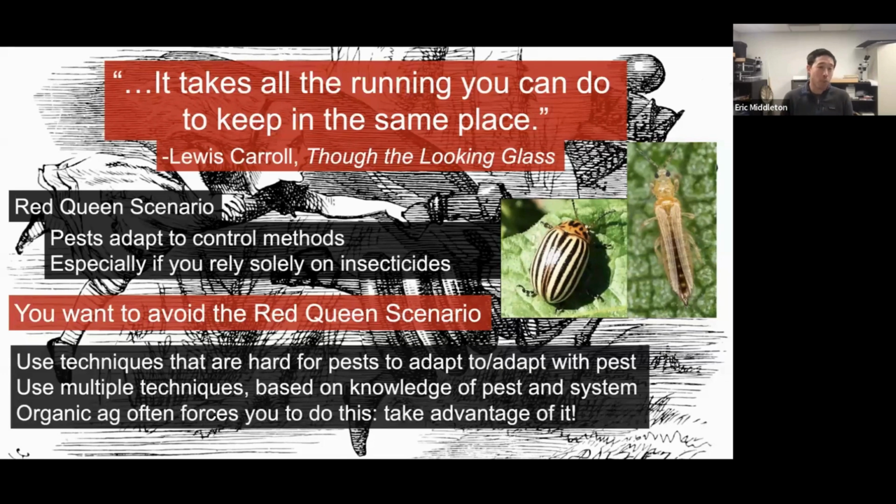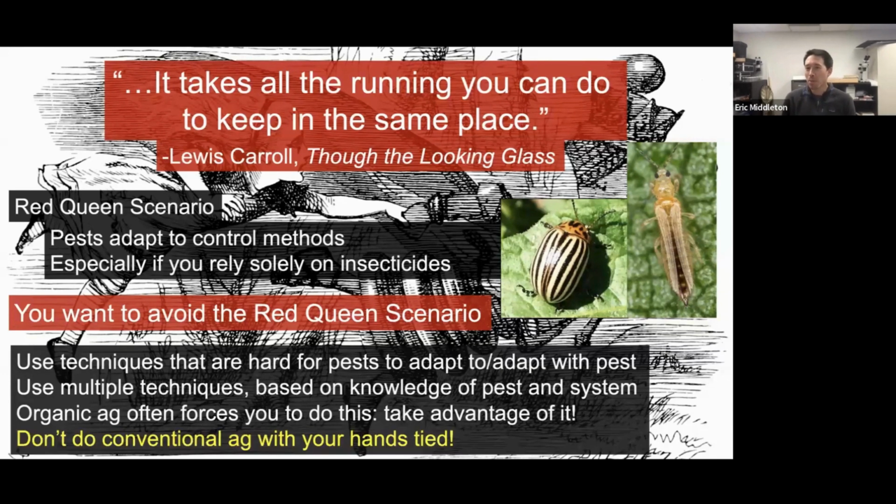Additionally, organic ag often forces you to do this because you can't just rely on pesticides nearly to the same degree. So definitely be taking advantage of it. And generally speaking, if you are practicing organic ag, don't just be doing conventional ag, but with your hands tied because you have fewer tools when it comes to different pesticides. Instead, embrace this. Embrace using those multiple different techniques and really embrace trying to do much more knowledge-based pest management, because ultimately it's something that will be much more effective for you.